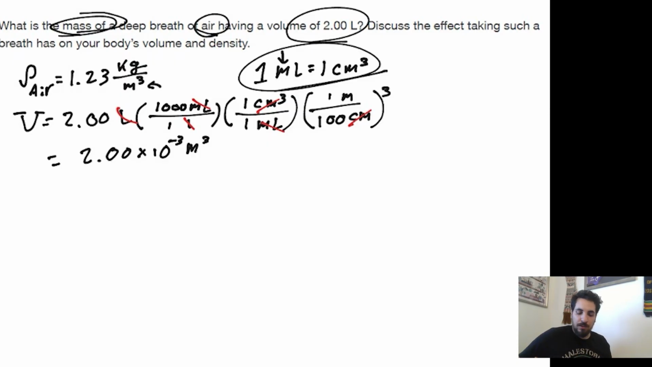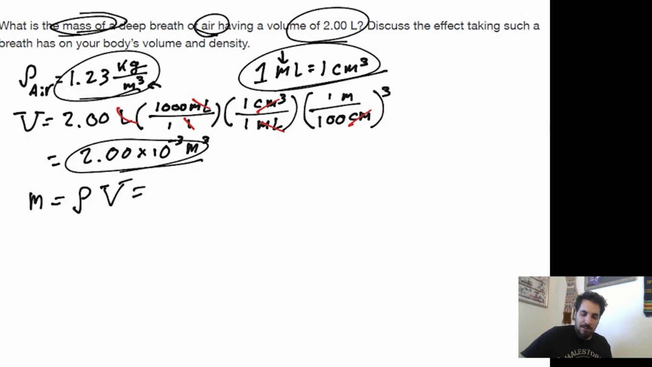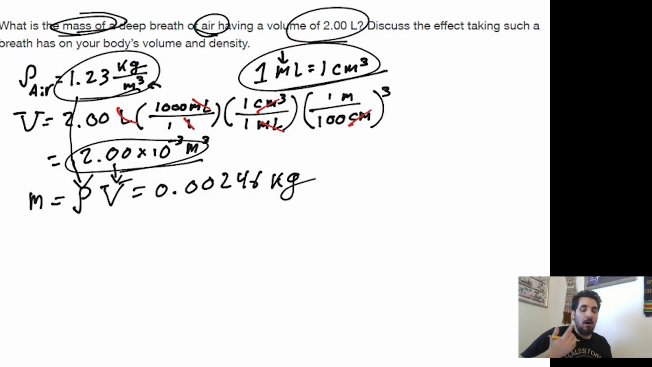In any case, we take a step forward and we say, okay, well, what is our mass of air that is in our lungs after we take a deep breath? Well, mass is going to be density times volume. You multiply the volume and the density together, and you would find the mass to be 0.00246 kg. A very, very small mass.